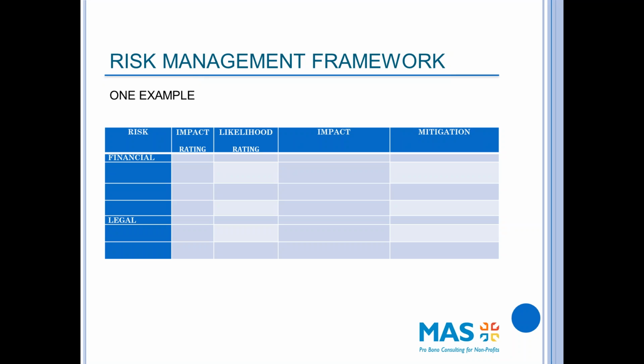My bias is that the board should look at this risk management framework once a year and say, has anything changed? Would we change our likelihood rating or the impact rating? And from an oversight perspective, are we satisfied with the way the risk is being mitigated? Again, that's often through policy, often through training, and sometimes through process. So it's a tool that you can use on an ongoing basis.